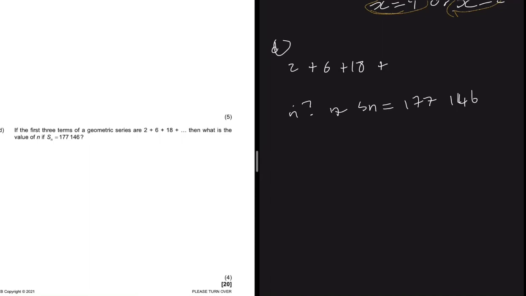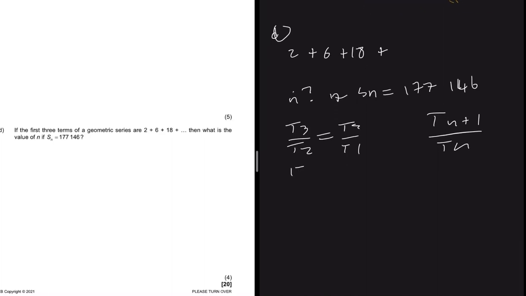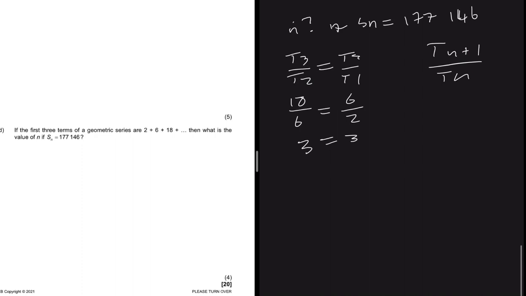If we want to calculate the sum of a geometric series, we cannot do that before we determine what do we call this again? The ratio, right? So the ratio is given by T3 divided by T2 equals T2 divided by T1. Basically, we're just saying that T(n+1) divided by Tn is constant. So T3 is 18, T2 is 6. It's supposed to be equal to T2 divided by T1. This is 3, this is 3. So there we have it.